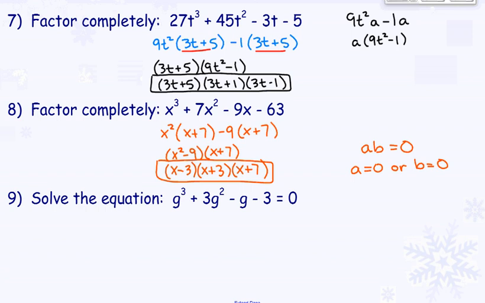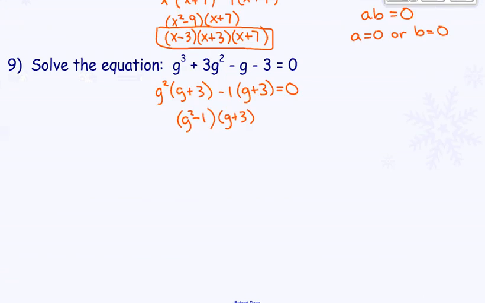So we want this to be in a factored form. Looking at the first two terms, we could factor g squared out of those. Looking at the last two terms, we could factor -1 out of those, leaving us with g plus 3 in both places, so grouping is working. So factor out the g plus 3, and the other factor is g squared minus 1. Once again, we have a difference of squares. It's not that you always will, it's just that these problems happen to be written very similarly. So factor the g squared minus 1 into g minus 1 times g plus 1.